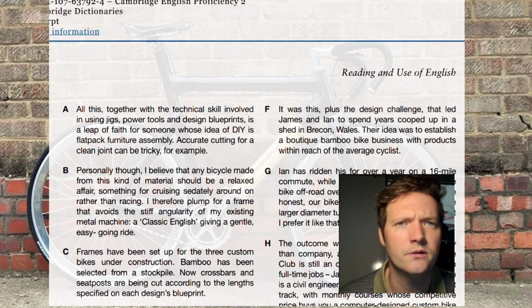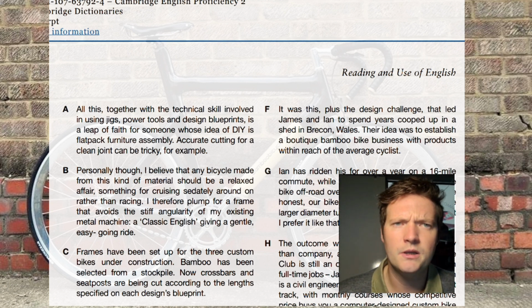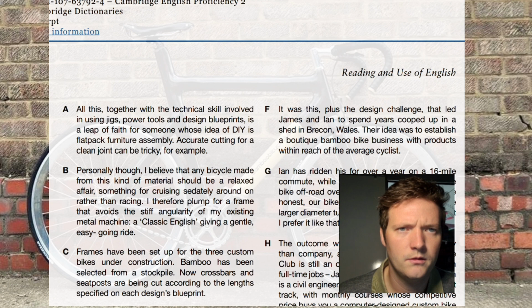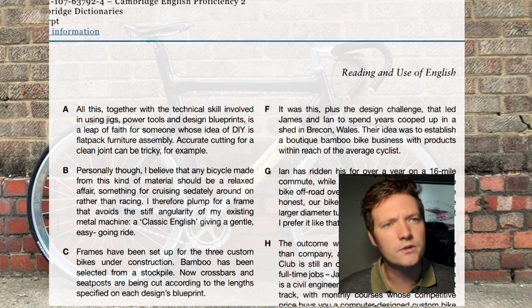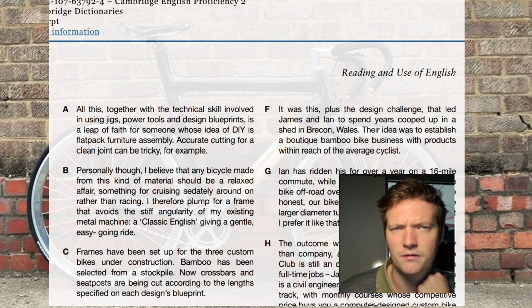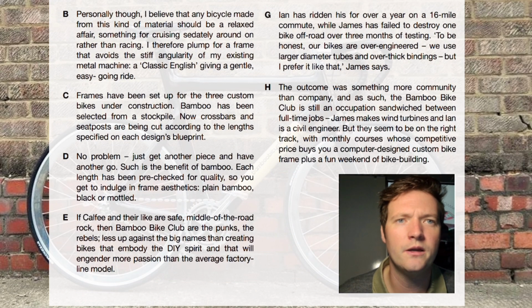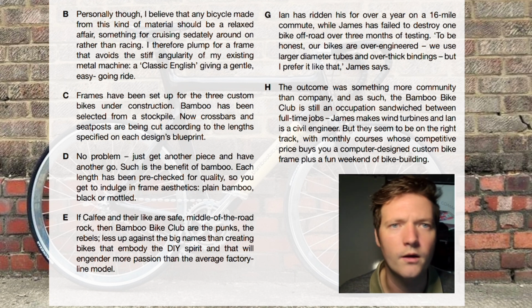Okay. All of this, together with the technical skill involved in using jigs, power tools, is a leap of faith for someone. No, they're talking about the price of these ready-made bikes from the other companies being a problem. So putting the bike together is not going to be a problem if you're buying them from those companies. Personally, though, I believe that any bicycle made from this kind of material should be a relaxed affair. That's not. Personally, though, it sounds like he's contradicting an idea that it shouldn't be a relaxed affair, and we can't see that here in the previous paragraph. They're talking about the problem of the price. I don't think it's C because we've used it. No problem, just get another piece. What, another piece of what? No.